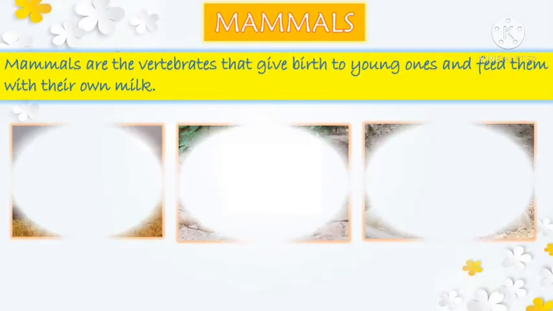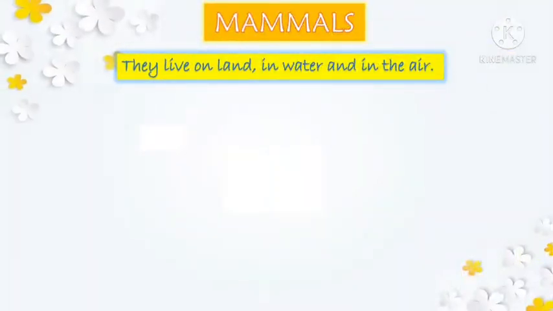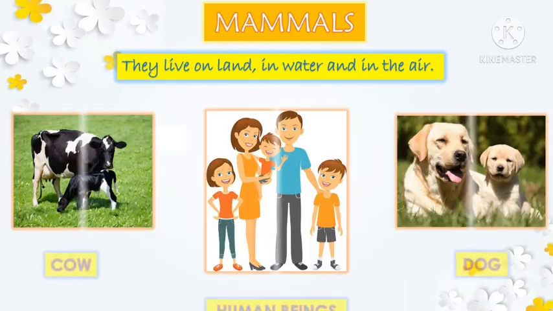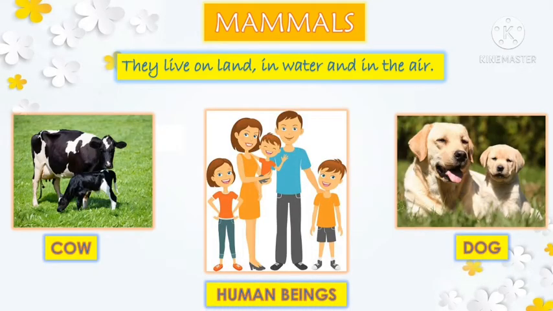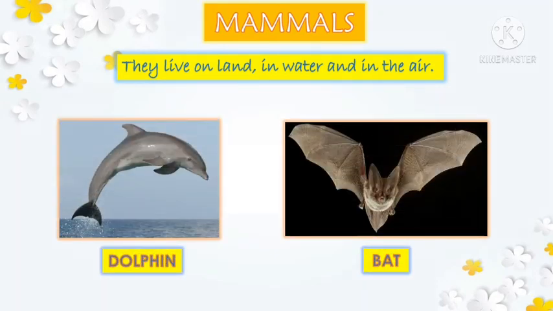Mammals. Mammals are the vertebrates that give birth to young ones and feed them with their own milk. Most of the mammals have hair or fur on their body. They live on land, in water, and in the air. Some examples of mammals are cow, human beings, and dogs. Dolphin is an example of a mammal that lives in water, and bat is a mammal that can fly.